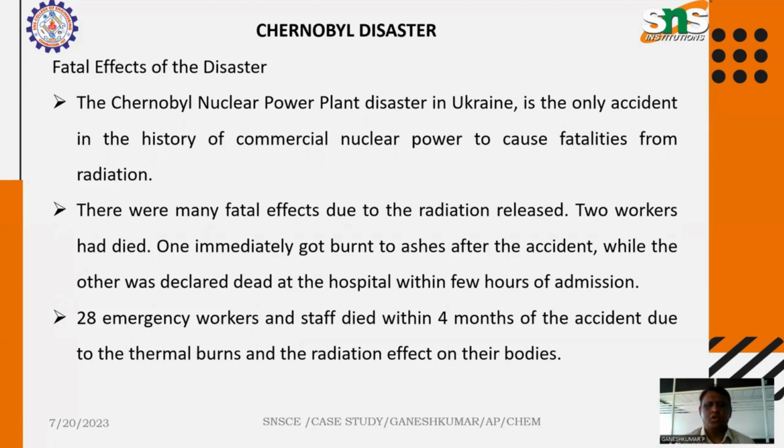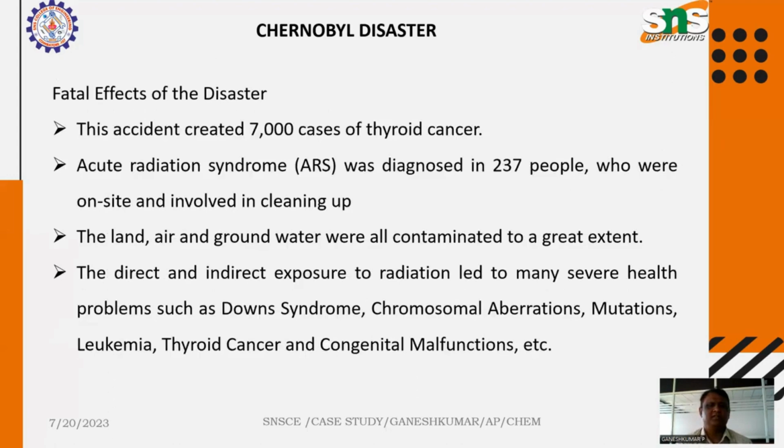The Chernobyl nuclear power plant disaster in Ukraine is the only accident in the history of commercial nuclear power plants to cause fatalities from radiation. There were many fatal effects due to the radiation released. Two workers died. One immediately got burned to ashes after the accident, while the other was declared dead at the hospital within a few hours of admission. 28 emergency workers and staff died within 4 months of the accident due to thermal burns and radiation effects on their bodies. The accident also created 7,000 cases of thyroid cancer due to radiation exposure.